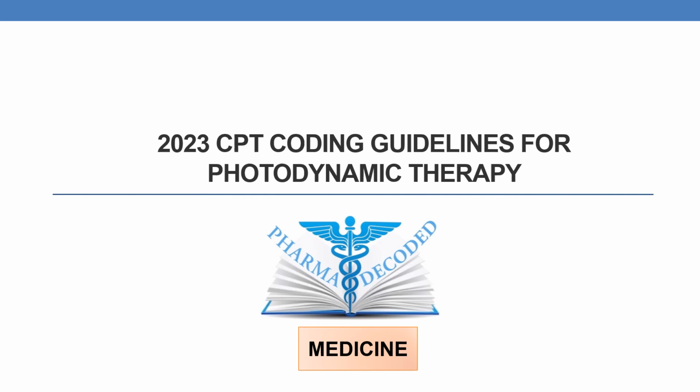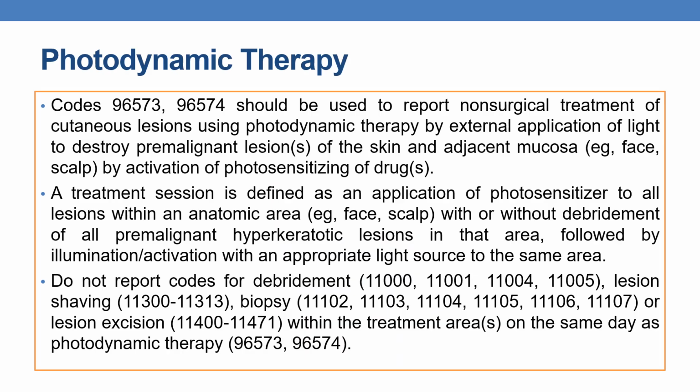Hello everyone, now let us discuss the 2023 CPT coding guidelines for photodynamic therapy. This comes under the medicine chapter of CPT. Coming to the codes of photodynamic therapy, the codes 96573 and 96574 should be used to report non-surgical treatment of cutaneous lesions using photodynamic therapy by external application of light to destroy pre-malignant lesions of skin and adjacent mucosa, for example on face and scalp, by activation of photosensitizing drugs.